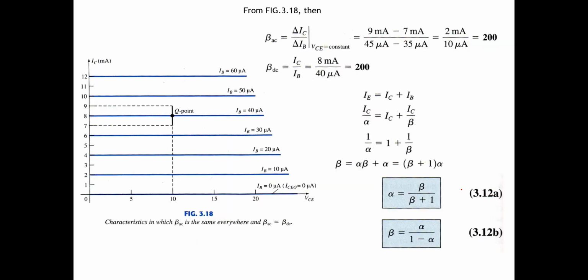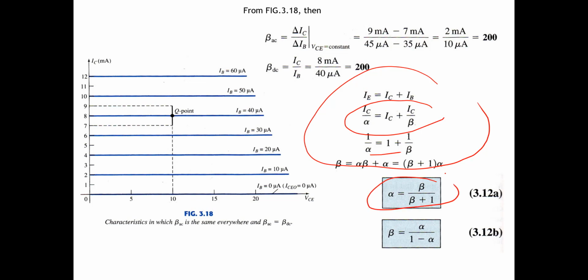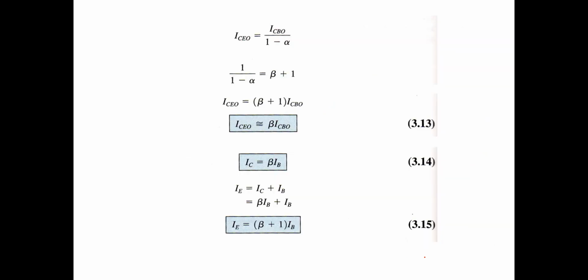So this is the correlation between beta and alpha. You can see from here, IE is equal to IC plus IB, and we know that IE is IC per alpha, and IB is IC per beta. So we can replace using these equations. Finally we get that alpha is equal to beta per beta plus 1, and beta is alpha per 1 minus alpha. And then IC is beta IB, and IE is beta plus 1 times IB.